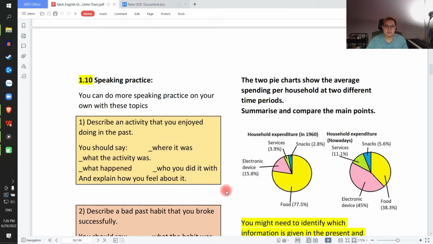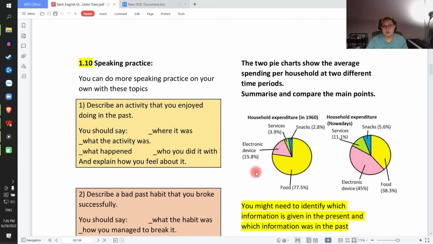So let's do this one. Okay. So the essay title is like this. The two pie charts show the average spending per household at two different time periods. And you have to summarize and compare the main points.